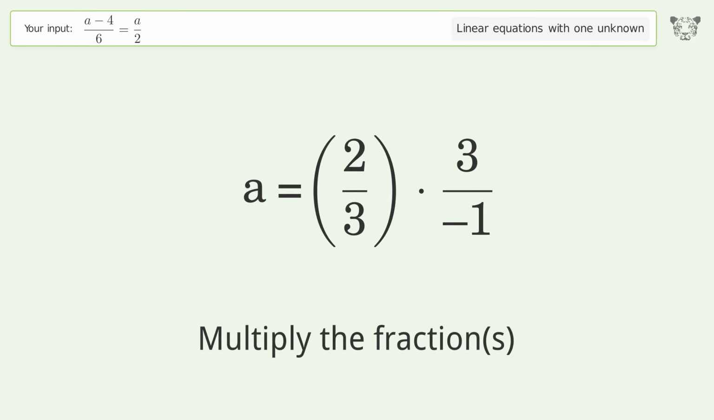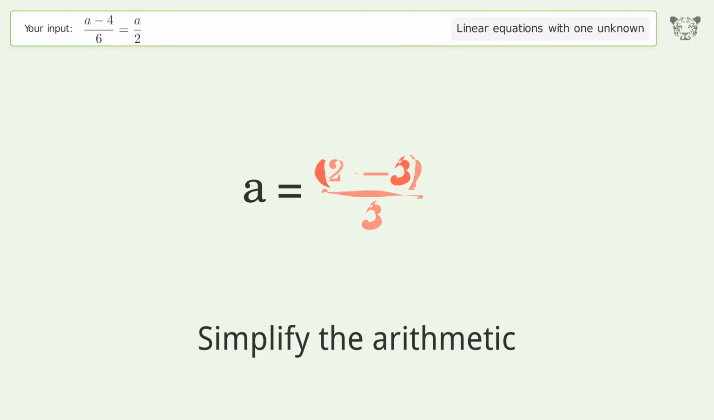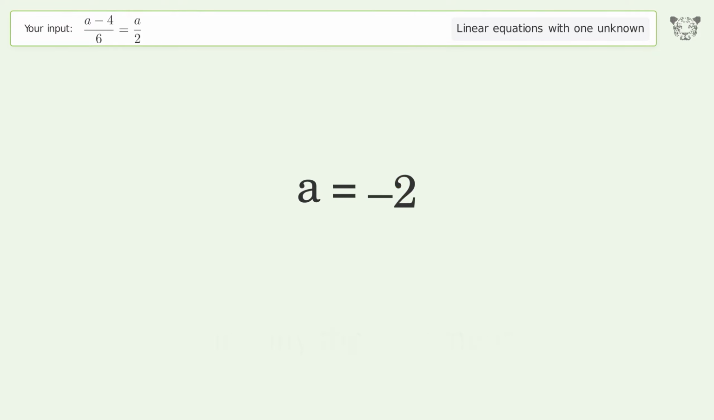Multiply the fractions. Simplify the arithmetic. And so the final result is a equals -2.